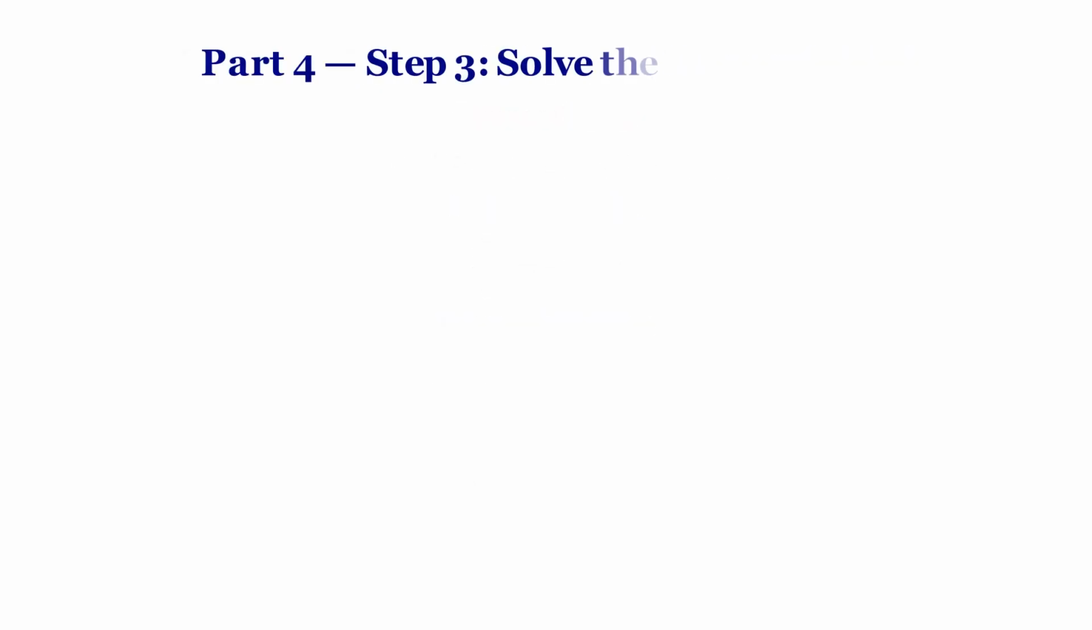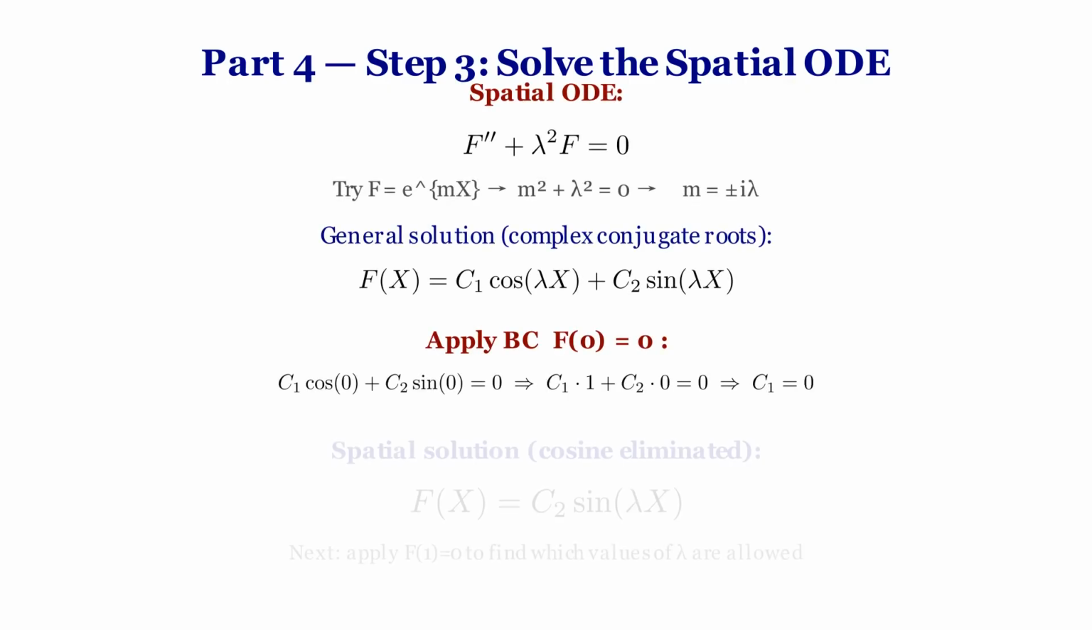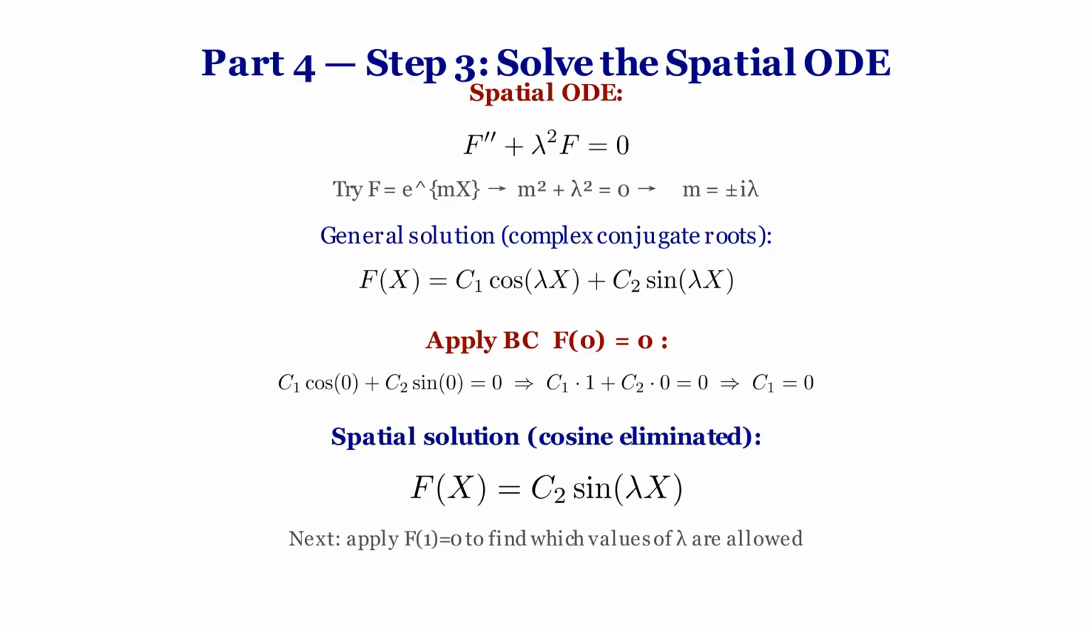Step 3. Solve the spatial ODE. The equation is f double prime plus lambda squared f equals 0. This is a second-order linear ordinary differential equation with constant coefficients. To solve it, we try a solution of the form f equals e to the power mx, substituting m squared plus lambda squared equals 0, so m equals plus or minus i lambda, where i is the imaginary unit.